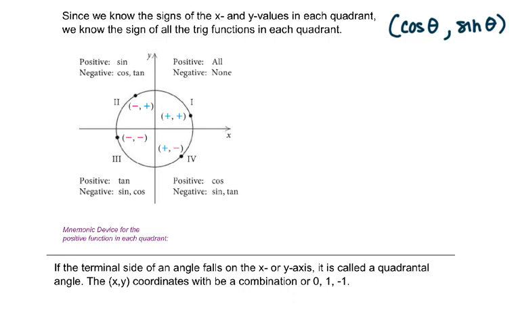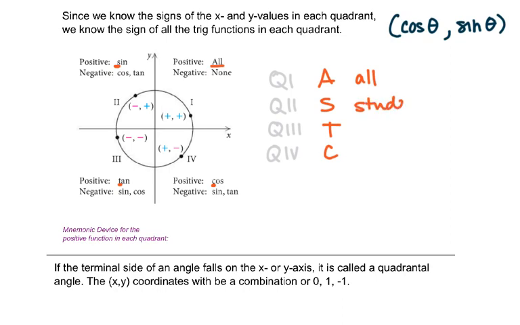Thinking about these 4 quadrants, we got quadrant 1, quadrant 2, 3, and 4. We are going to remember A, S, T, C. All students take calculus. So this is my mnemonic device that I use here.